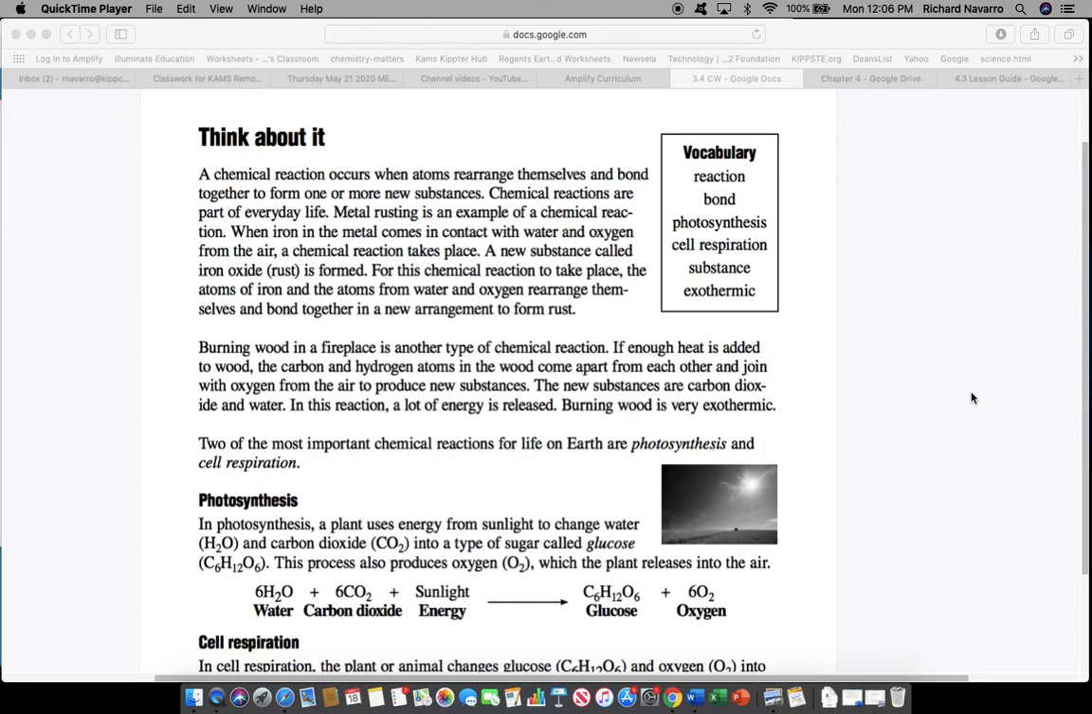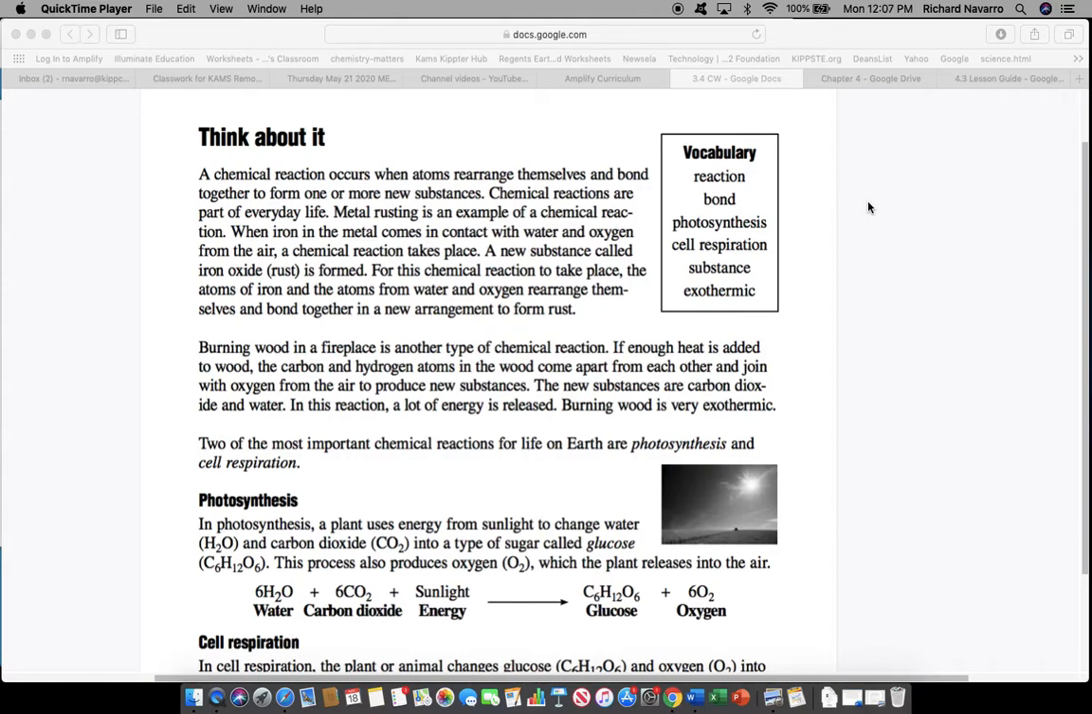Think about it. A chemical reaction occurs when atoms rearrange themselves and bond together to form one or more new substances. Chemical reactions are part of everyday life. Metal rusting is an example of a chemical reaction. When iron in the metal comes in contact with water and oxygen from the air, a chemical reaction takes place. A new substance called iron oxide or rust is formed.